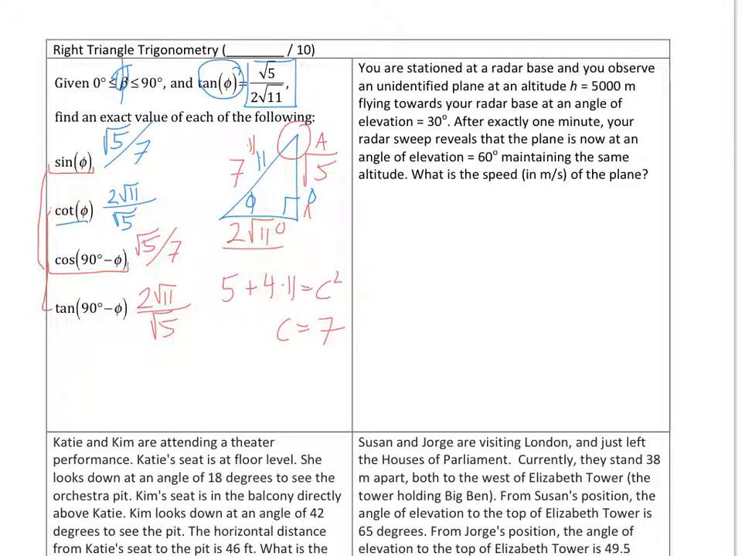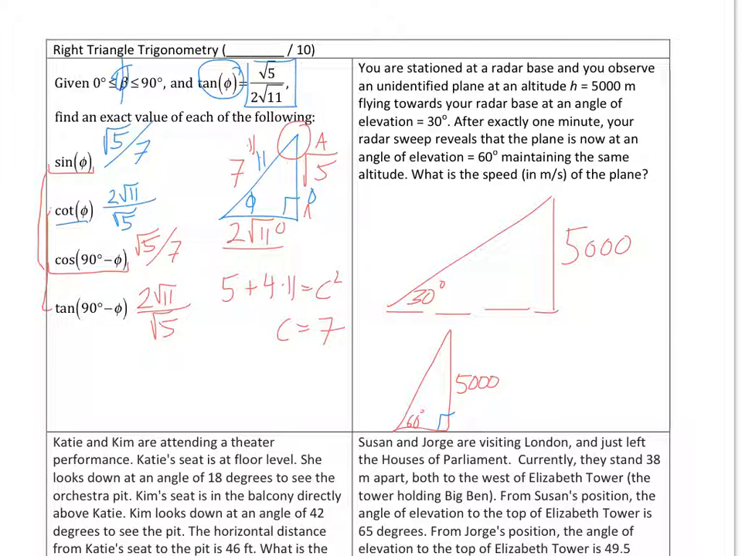So I'm going to send you to be stationed at a radar base where you observe an unidentified plane at an altitude of 5,000 meters, okay? Altitude is up, so that's 5,000 meters, and an angle of elevation of 30 degrees. After exactly 1 minute, okay. Now we're at 60 degrees, maintaining the same altitude, so that's still 5,000.